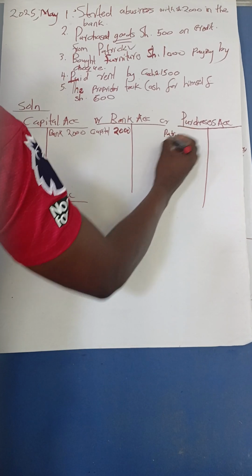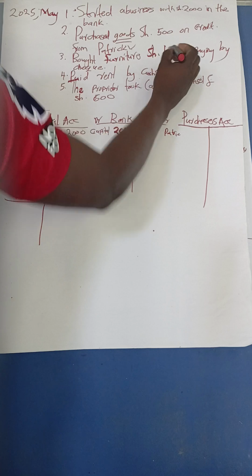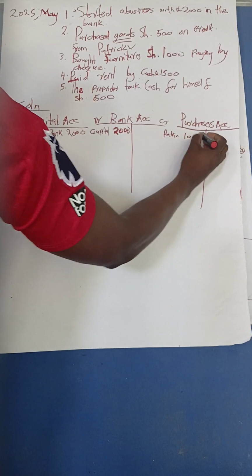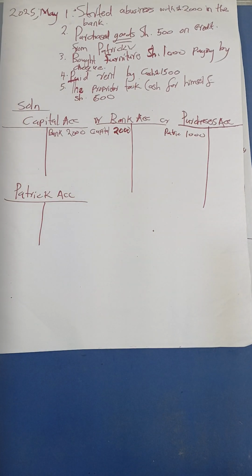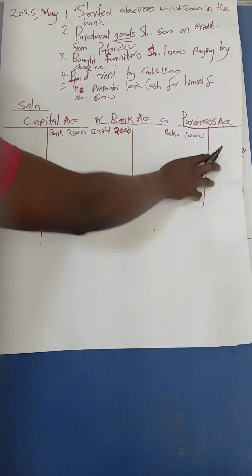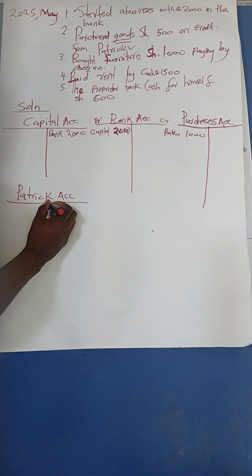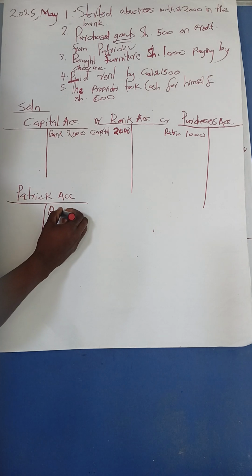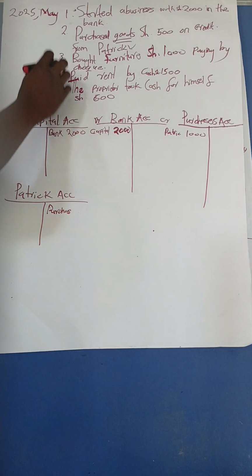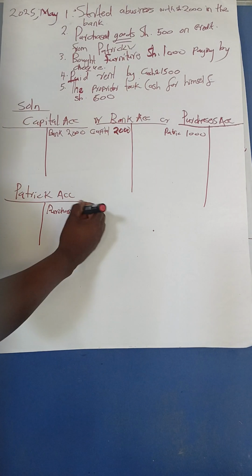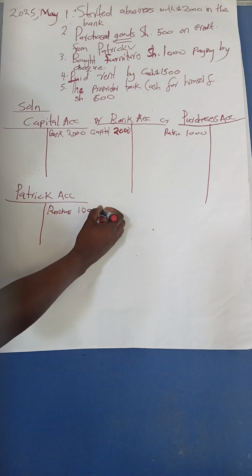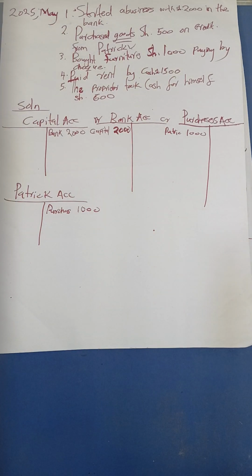I bought from Patrick on credit. How much? 1,000. You see? Then automatically, if I debited purchases, under Patrick account I will do what? I will credit and write here purchases. You remember to start with the date. Write a date and write purchases. How much? 1,000. That is it. Good. So we proceed.